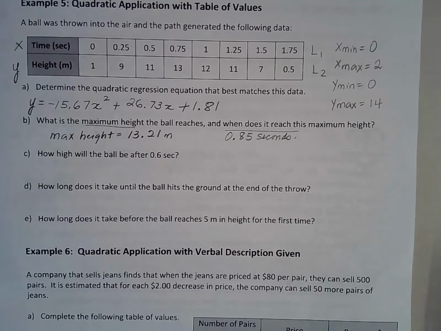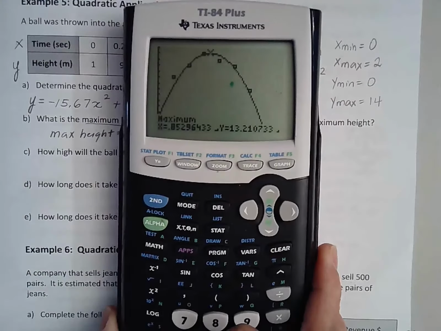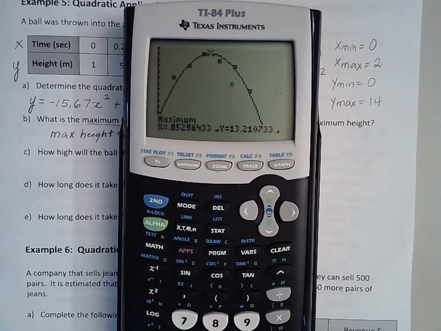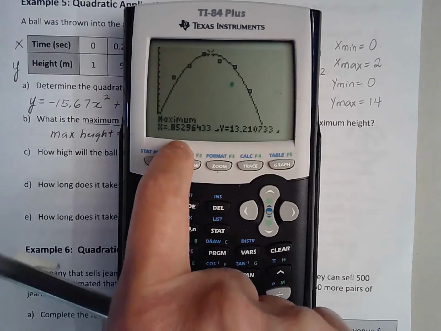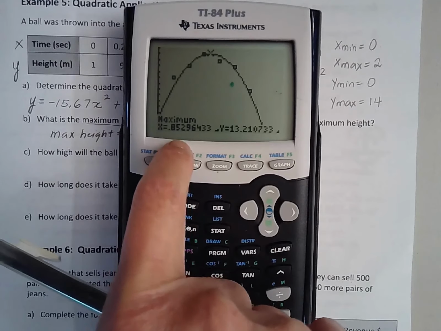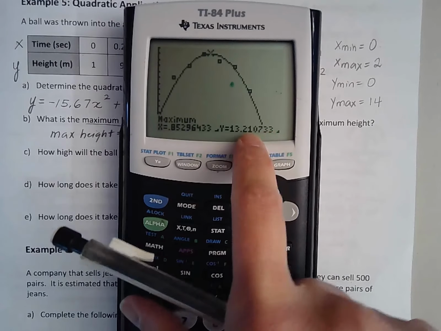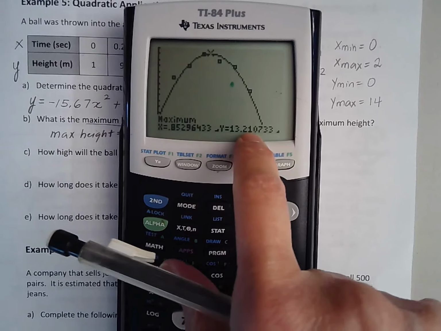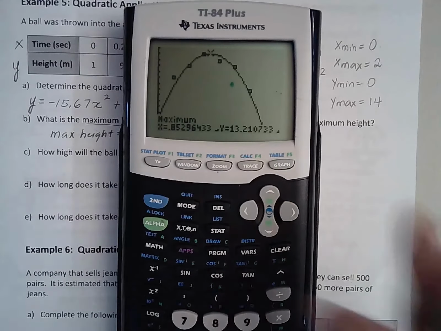Okay. Yeah, you want to figure out the vertex, in this case the maximum, right? So the maximum point, you're going to get 0.85, that's actually the time, because the x is the time, and then the maximum height is 13.21, which is the y. Okay, good.